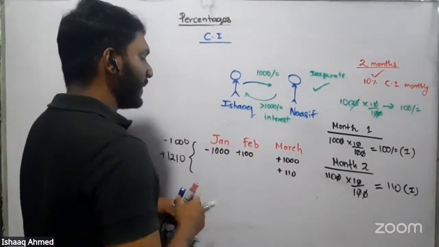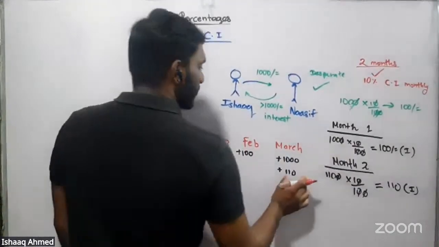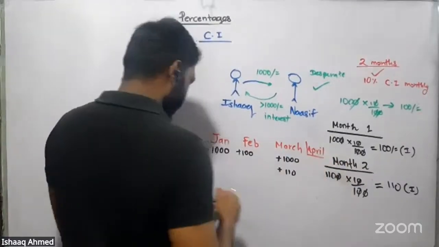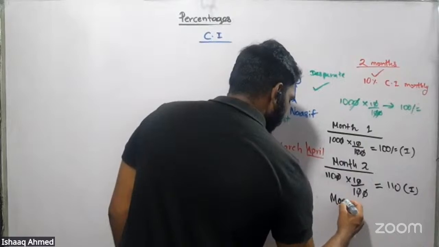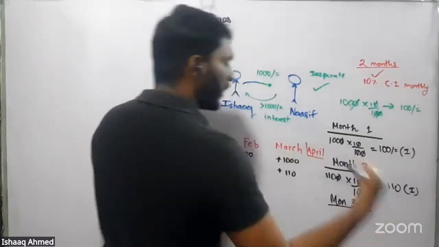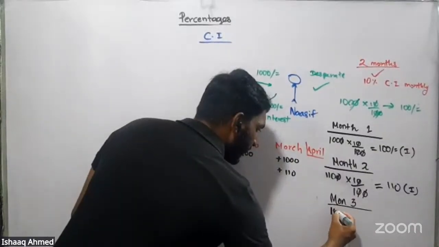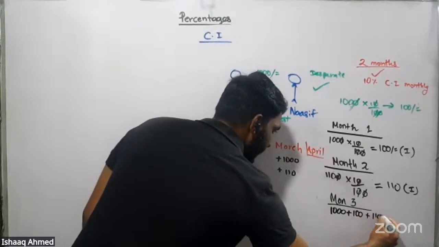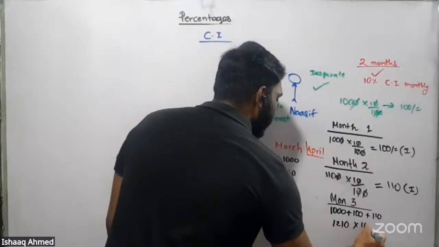Suddenly, like last time, he encountered another emergency and he couldn't pay it in March. And he has to pay back in April. That means another month, month 3. Then for now, for how much will interest be calculated? 1,000 is the money he owed plus first month's interest plus second month's interest. That means for 1,210 only 10% will be calculated.